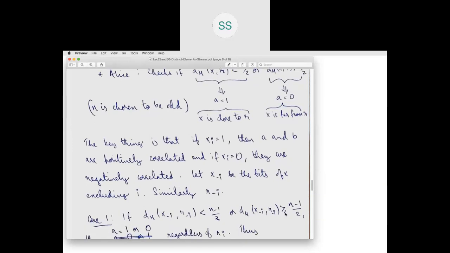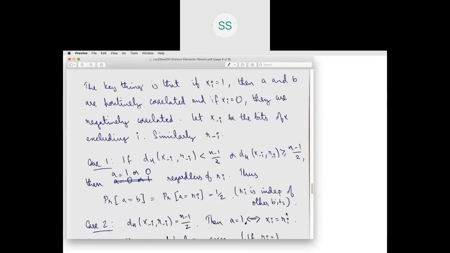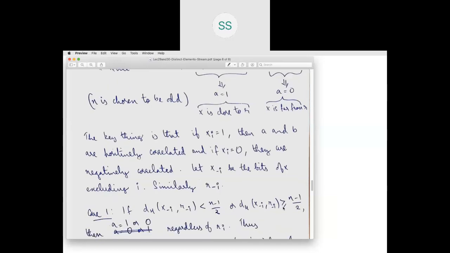Let me just think for a minute. Okay, I think there is a typo here. This should be strictly greater than (n minus 1) by 2. So, if it is strictly greater than (n minus 1) by 2, then the Hamming distance between x minus i and r minus i also must be strictly greater than n by 2, because (n minus 1) by 2 is an integer. So, if it is strictly greater than that, it must be the next integer, which also will be greater than n by 2. Okay, so there is a typo here. I apologize for that. Here it should not be greater than or equal to, it should be strictly greater than.